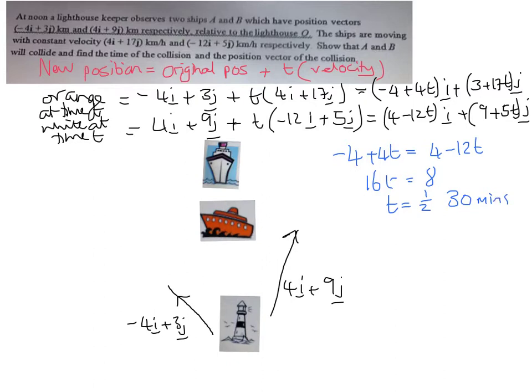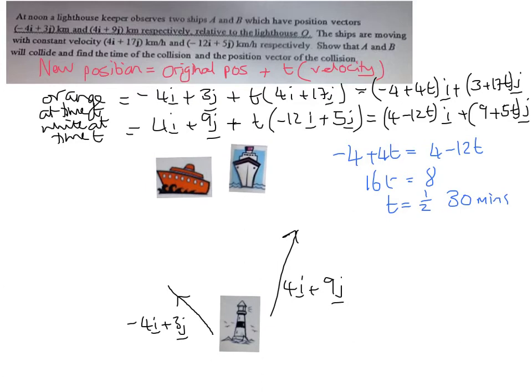Well, no, they're not necessarily going to crash. After 30 minutes, they're going to be north and south of each other. They're going to have the same i coordinate. Doesn't mean they're going to crash. If I want to check if they're crashing, I need to see if they're also at the same time east-west of each other. So let's find out when they're east-west of each other. That would be when the j coordinates are the same.